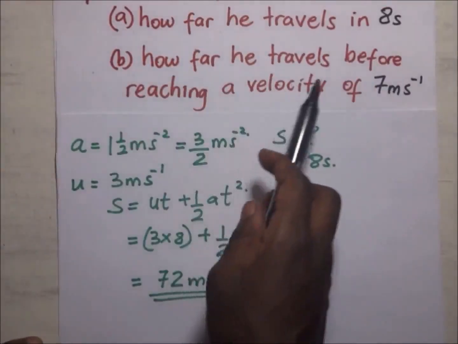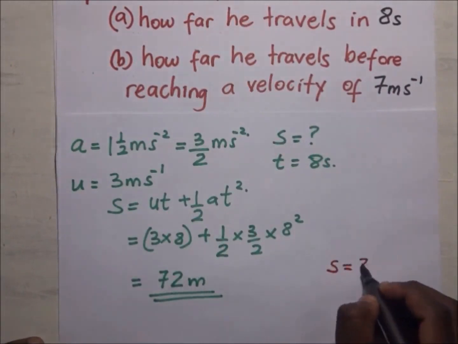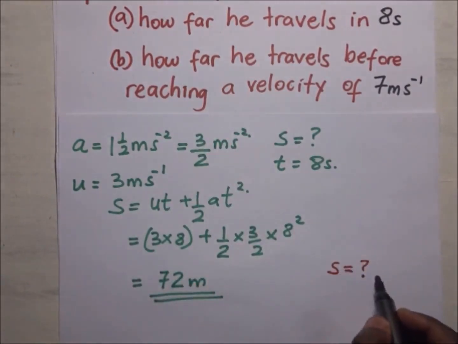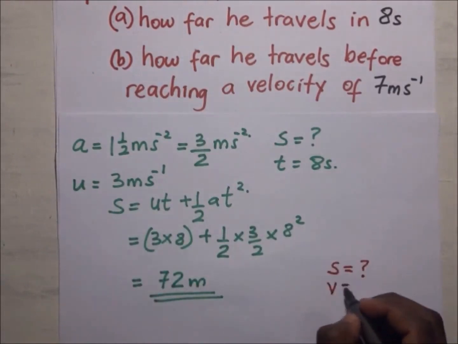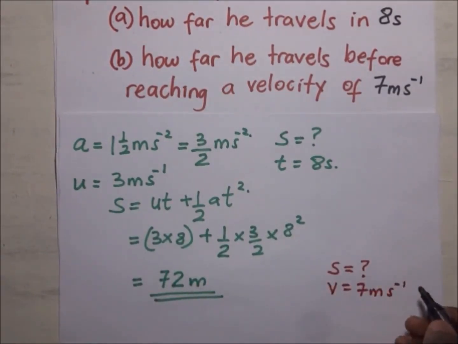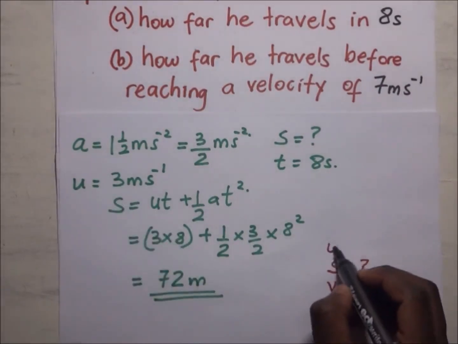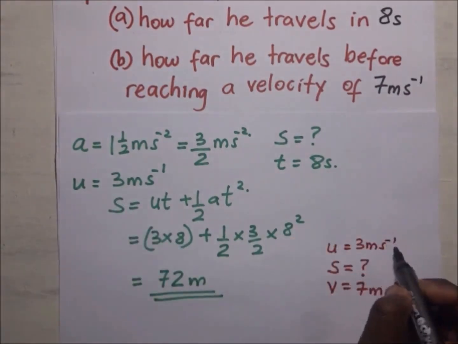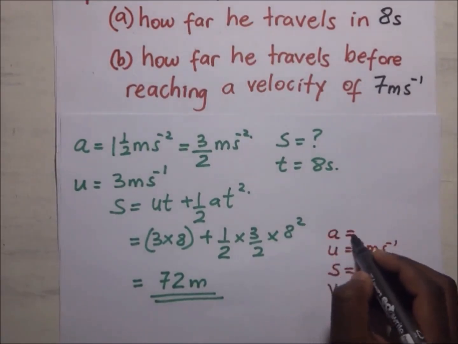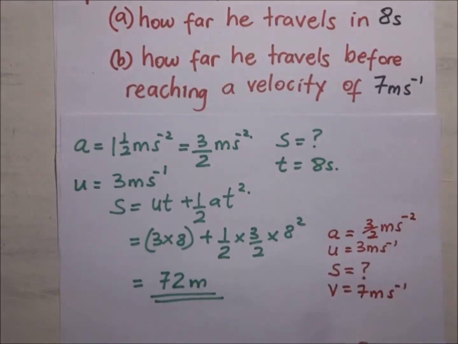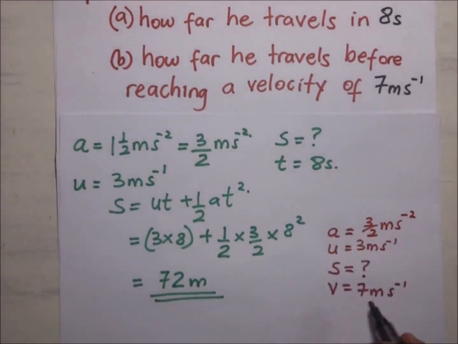Part B. How far does he travel? Again, they're asking for distance. How far does he travel before reaching a velocity of 7 meters per second? So what is the value of s when the final velocity v is 7 meters per second? Remember, his initial velocity, according to the question, is still 3 meters per second. And of course, he'll still be accelerating at the same 3 over 2 meters per second squared. That is according to the question. Now, of course, he won't take the same time to reach this.